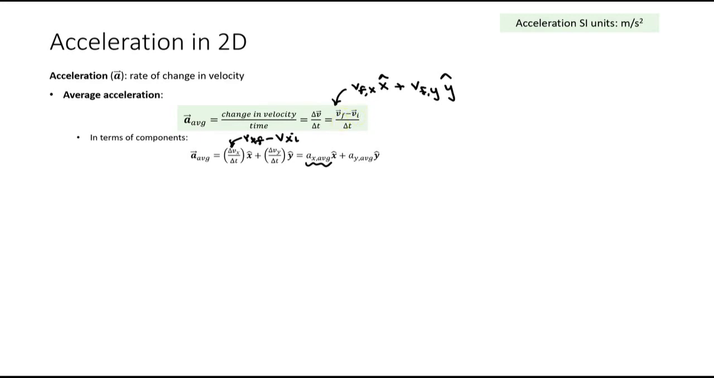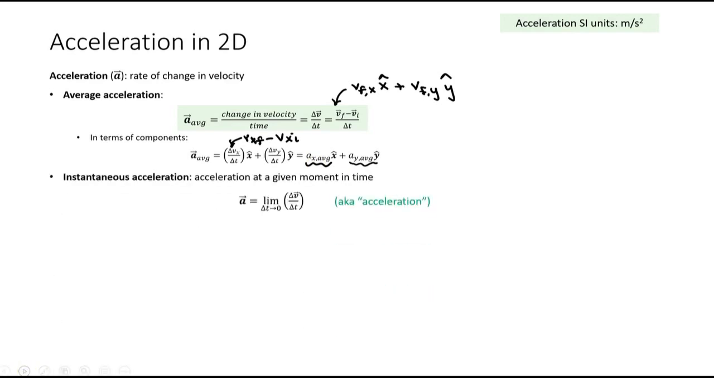All right, and so then delta vy divided by delta t is going to give us our average acceleration in the y direction, which we call ay average. Okay, and so then the overall acceleration is just going to be the x component of the average acceleration multiplied by x hat plus the y component of the acceleration multiplied by y hat.